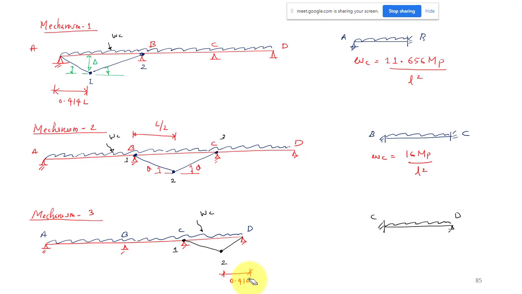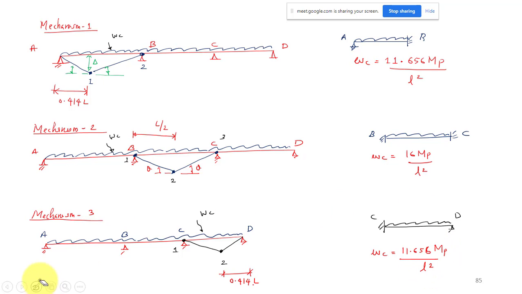0.414 L. It is a capital L, small l, both are same. And again here also we will get the same value because all the spans have the same length and the same MB value. So this value and this value will be exactly the same. So I can directly use the result. Even though you derive it, you will get the same value only. You have to do it like a propped cantilever, and here you have to do it like a fixed beam. So this will be 11.656 MB by L square.